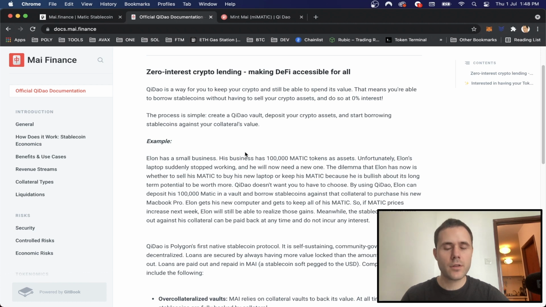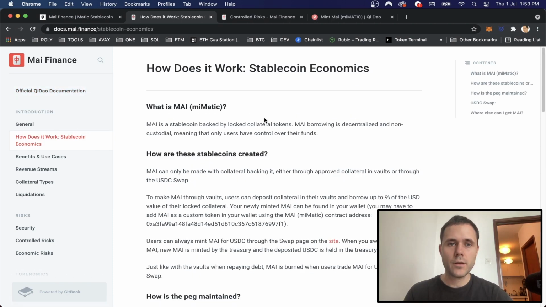So let's look, how does this stablecoin work? How is it going to keep its value? Because that's one of the biggest questions in DeFi at the moment. There's been a number of failed platforms, so let's take a look at that. Okay, so let's take a look in more detail. So what is Mai, previously known as Matic? It changed recently due to a governance decision.